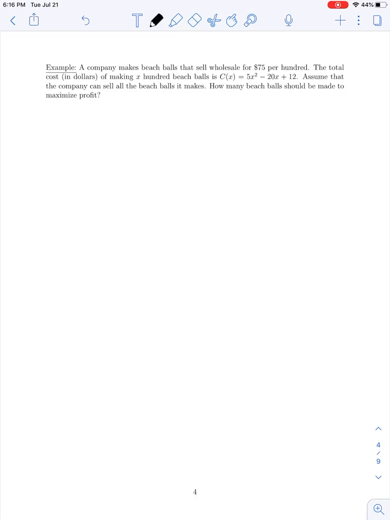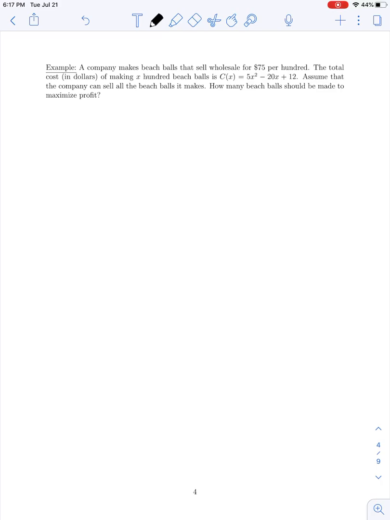Here, let's say that a company manufactures beach balls that sell wholesale for $75 per 100 beach balls. And the total cost in dollars of making x hundred beach balls is C(x) = 5x² - 20x + 12. We're told to assume that the company can sell all of the beach balls that it makes. So they can manufacture as many as they want, and they're guaranteed they can sell all of them. How many beach balls should be made in order to maximize the profit?